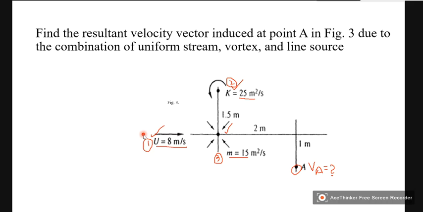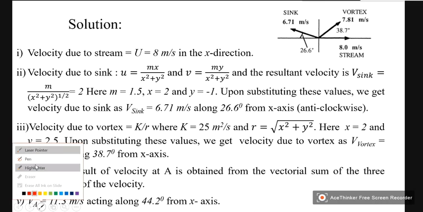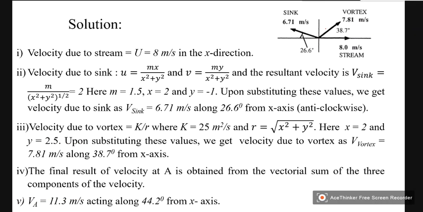So we will consider now, if I consider this point as A, the velocity due to this stream will be u meters per second, and it will be purely in the x direction. This is point A.